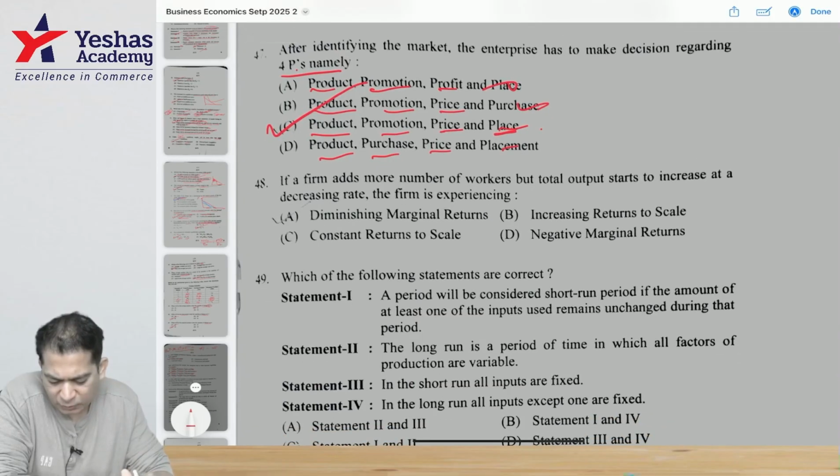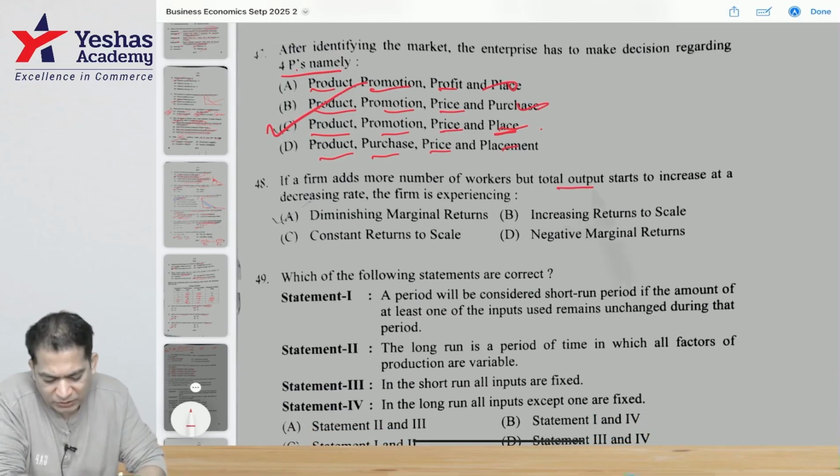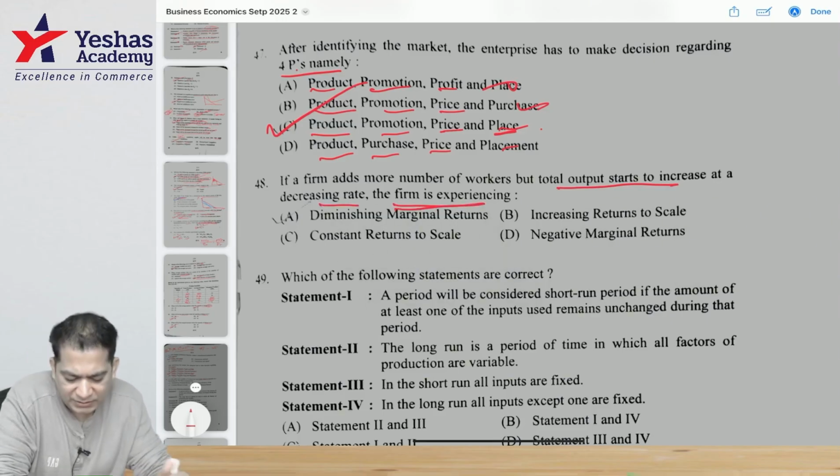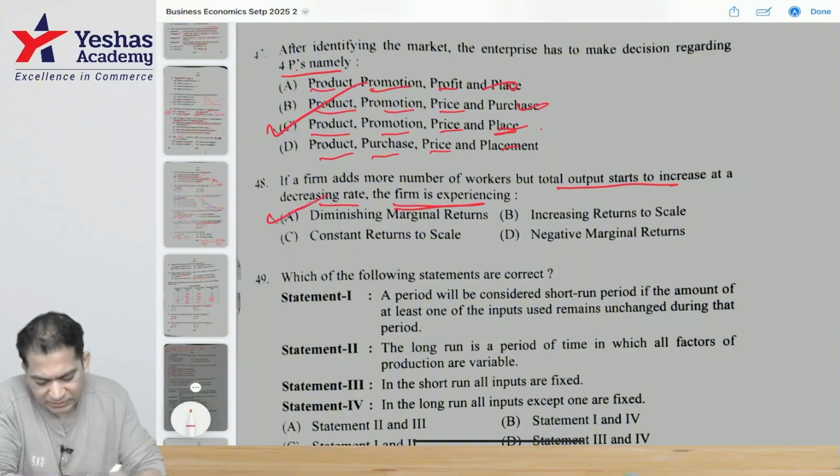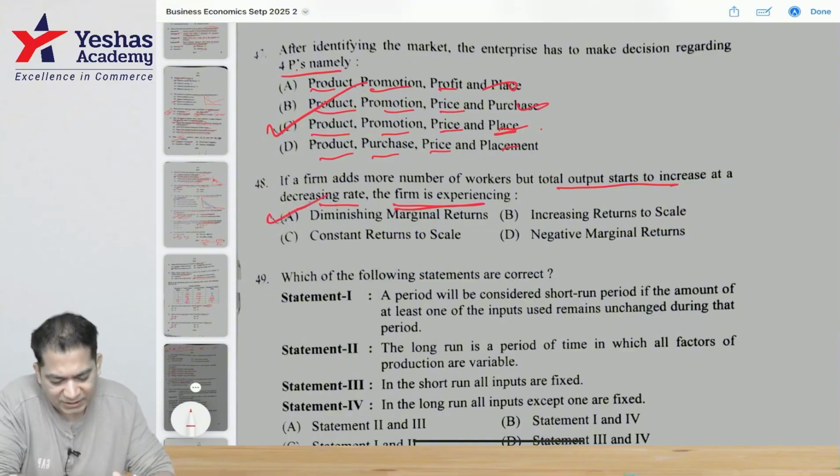If a firm adds more workers but the total output starts to increase at a decreasing rate, it means it is experiencing diminishing marginal return, because output is increasing at a diminishing rate.